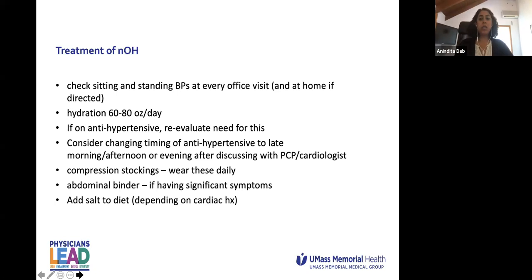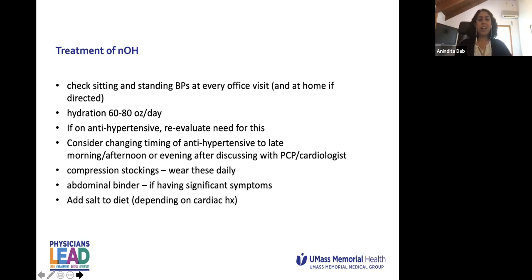People ask me about what types of fluids are recommended. It's really water. Water is the best. However, if you prefer flavored water or vitamin water, those are fine. Often we advise adding salt if that is cleared by your primary care physician and cardiologist. If there are no contraindications to taking salt, then some people will add electrolytes to their fluids. There are different forms of electrolytes, such as Nuun or Liquid IV, and some of these come as packets that you can add to the water.